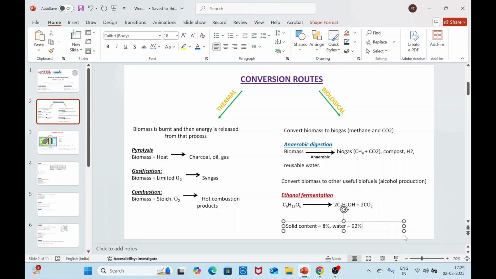So here I want to ask a question, why is that so? In the case of thermal conversion routes, why do we want material which has higher solid content, or which is very dry, and we often don't prefer a wet sample for the thermal conversion process? Any idea why is that so?